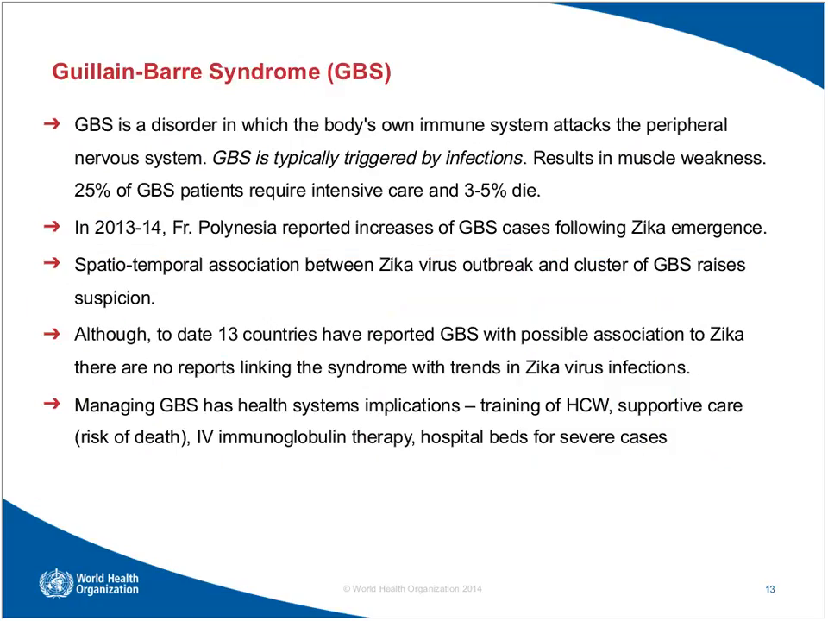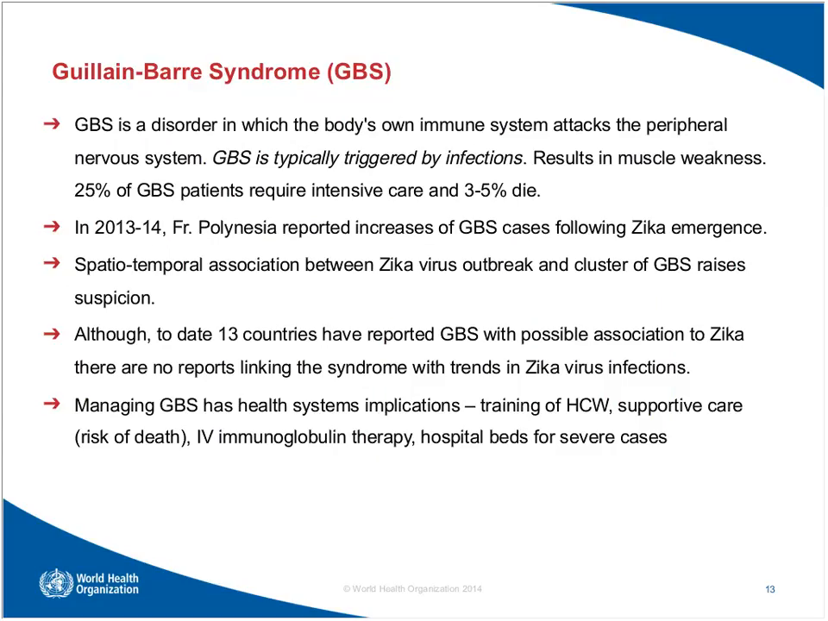In addition to microcephaly, another thing that raised WHO's concern was an increased report of Guillain-Barré syndrome. And just briefly, to define in case anybody is interested in knowing a little bit more about what this neurological syndrome is, it's basically when your own body attacks the peripheral nervous system. GBS is typically triggered by infections, and we've seen this with other arboviruses. This results in muscle weakness, and 25% of GBS patients require intensive care, and 3 to 5% die. So it could be potentially a serious disorder.